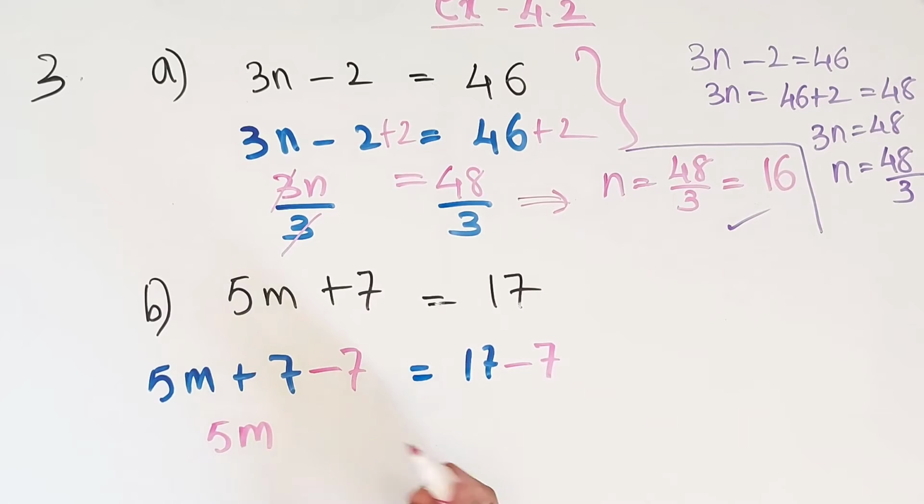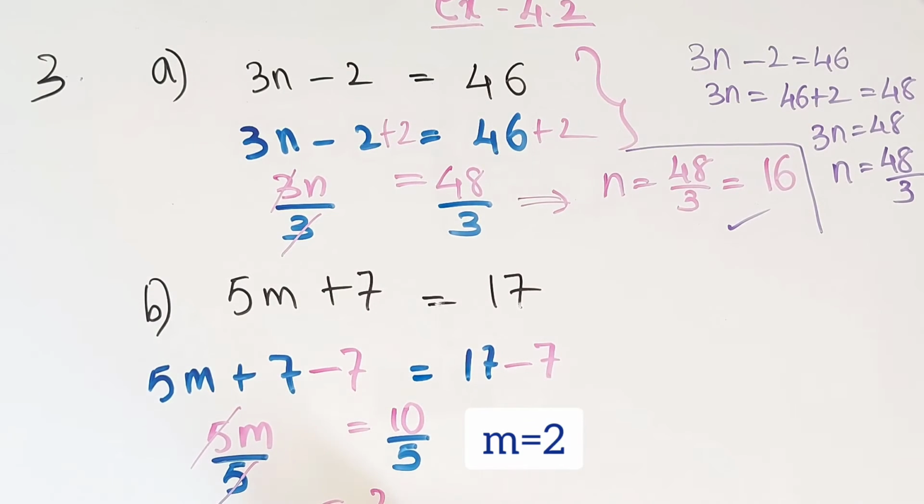5m plus 7 minus 7 is 0. That equal to 17 minus 7 is 10. We want only m, not 5m. So we have to divide with 5 here. Then only we can cancel 5, children. Right? Now 5 and 5 will get cancelled. What is the m value? m equal to 10 by 5, that is 2.